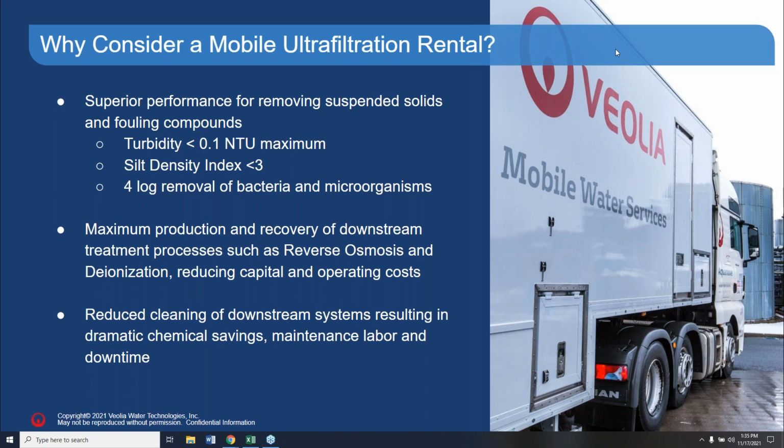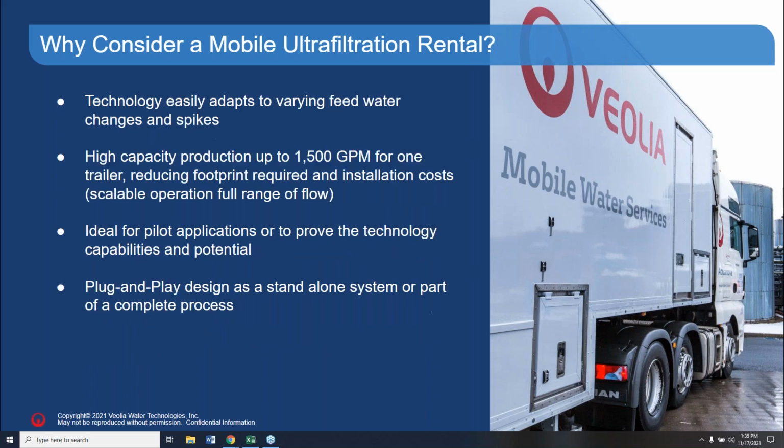Downstream equipment maintenance is dramatically reduced. Next slide. This technology adapts to varying levels of inlet water chemistry and potential spikes in feed water contaminants. Our particular ultrafiltration trailer offers the highest capacity single unit on the market, up to 1,500 gallons a minute per trailer, which again reduces the footprint requirements for these temporary applications.